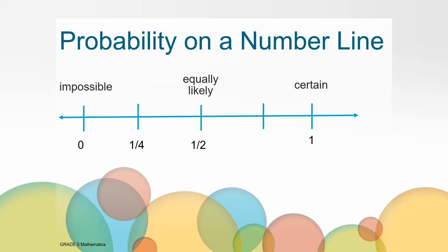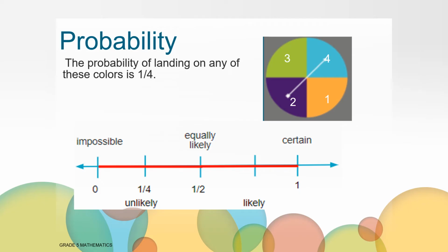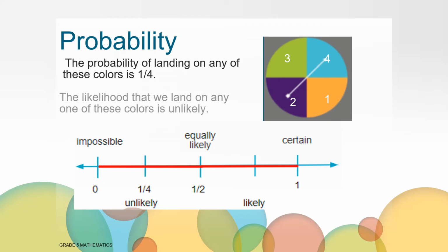What if an event has a probability of 1/4, like landing on one of the colors of the last spinner? We call anything that has a probability between 0 and 1/2 unlikely. If an event has a probability greater than 1/2 but less than 1, we say that it is likely to happen. In other words, the probability of landing on any one of these colors is 1/4, and the likelihood is unlikely, since 1/4 is between 0 and 1/2.